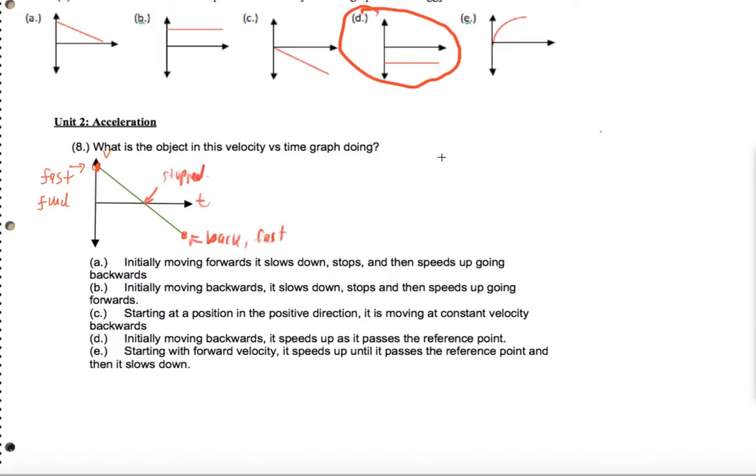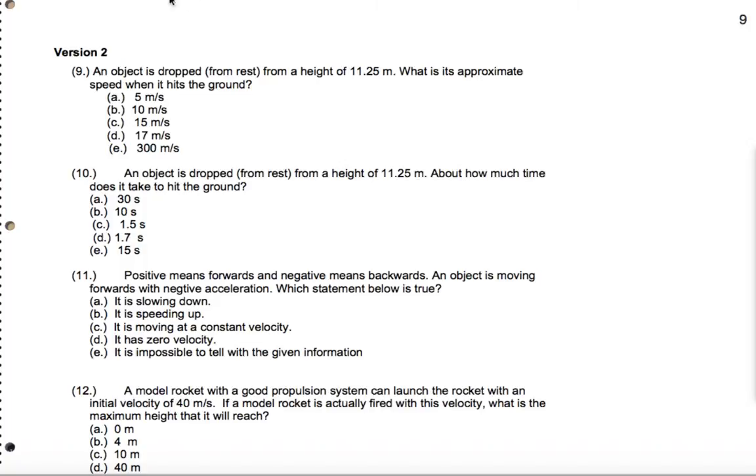Let's try to put all this together. So it seems that we start off fast going forward, we slow to a stop, and then we speed up going backwards. So let's see if any of these apply. Unless you're moving forwards, it slows down, stops, and speeds up going backwards. Choice A.